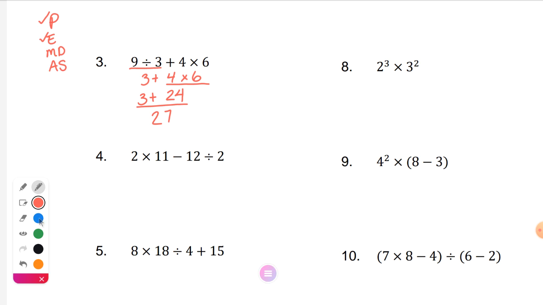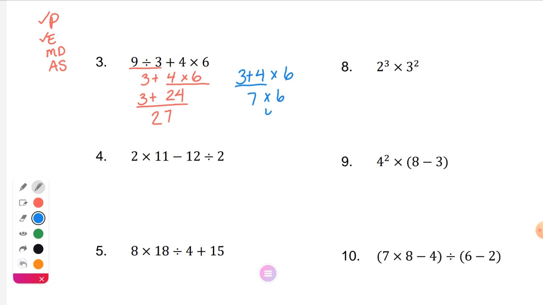Now, a common wrong answer here is they would get to, don't write this because it's wrong, 3 plus 4 times 6. And they would do 7 times 6 is 42. Do you get the same answer? No. So if you do not follow the correct order, you will not get the correct answer. That's why they have the order of operations.